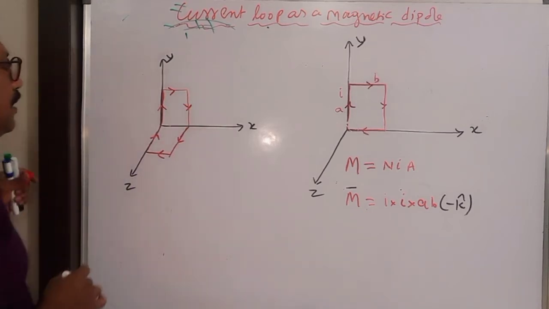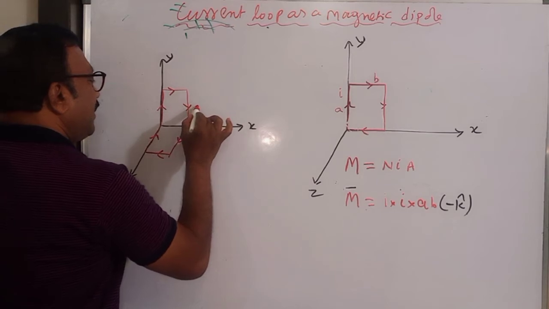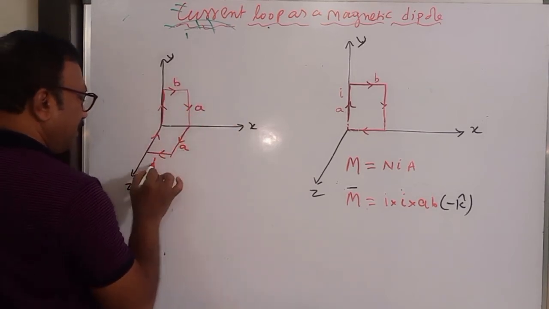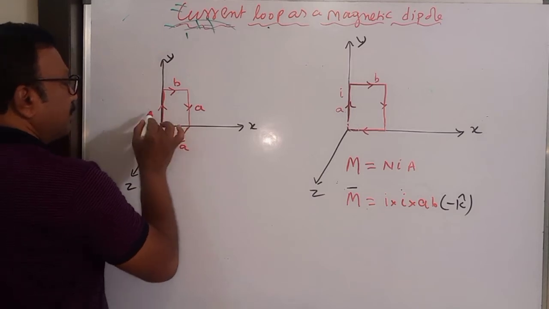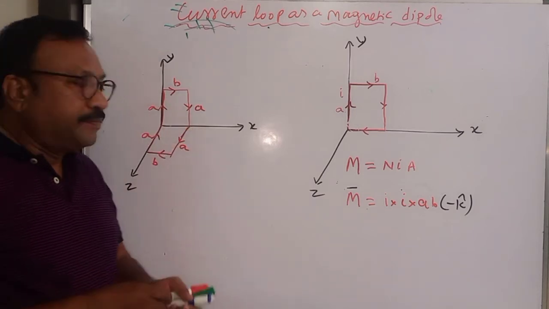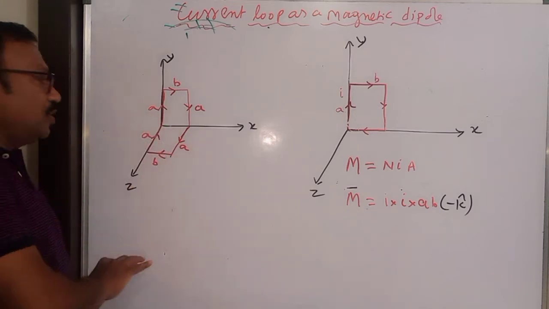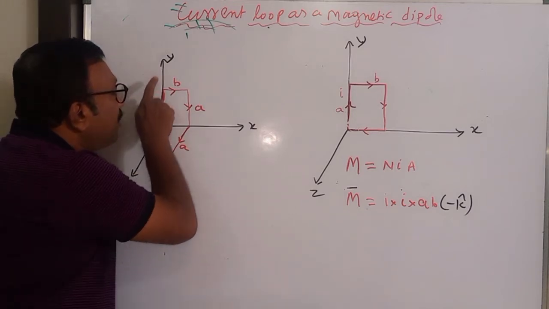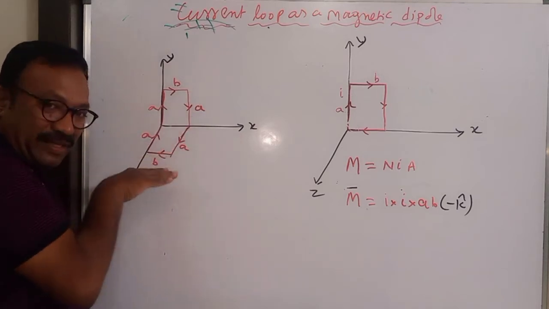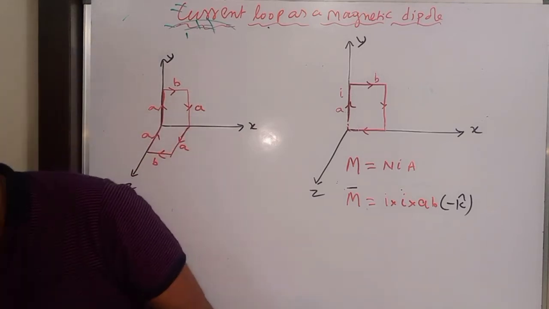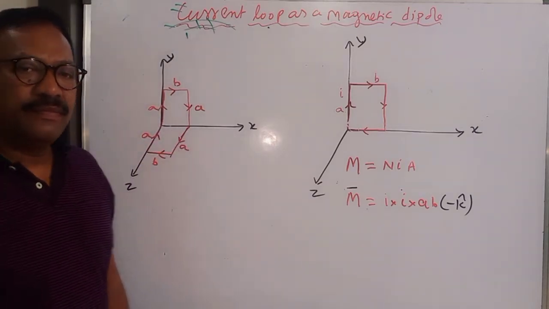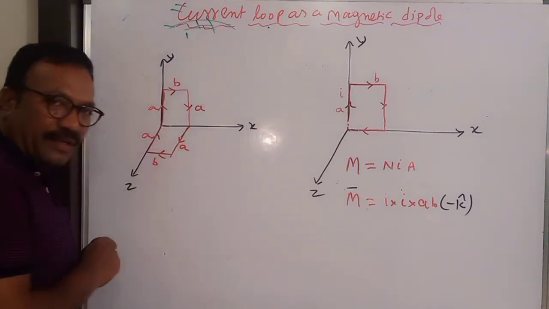This is the current loop. And this side is A, this side is B. Similarly, this is A, this is B. Like this, the current is flowing. So there are two loops here now. One loop is on the XY plane, one loop is on the XZ plane. That means one loop is on the flooring and one loop is on the wall. You may get a doubt that there is no completion here. I will explain to you.